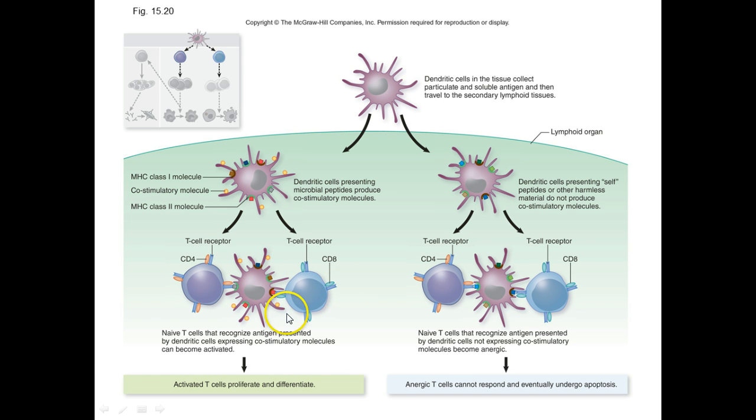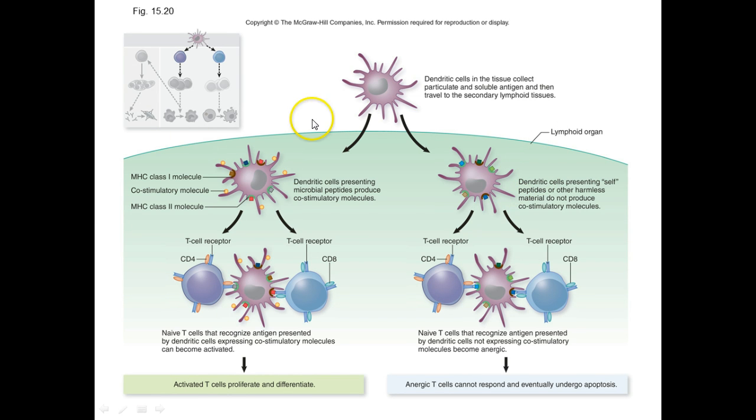So they'll proliferate and they'll go off and do their job, right? Cytotoxic T cells are going to attack other cells expressing MHC class 1 and this antigen. Helper T cells will interact with other antigen-presenting cells, maybe a B cell, maybe another macrophage or a dendritic cell, and help activate them, cause them to proliferate.